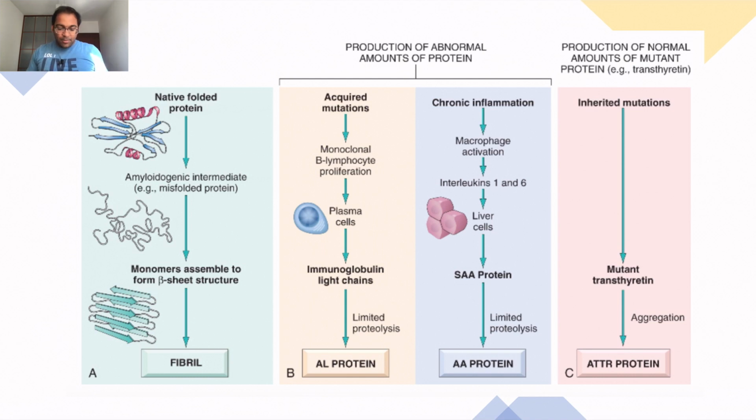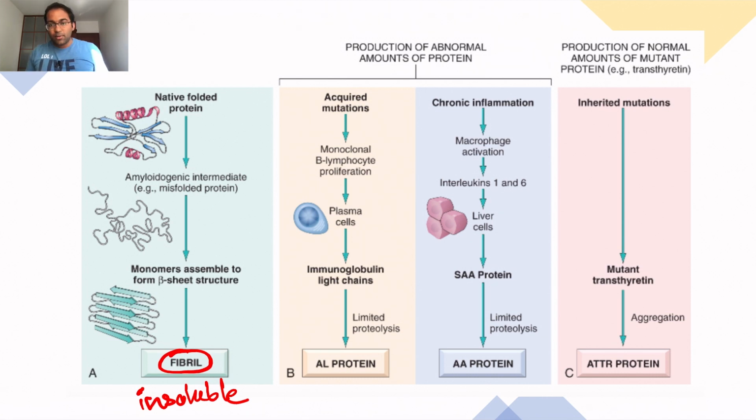The first type is the formation of insoluble fibril. Picture A shows a native folded protein, and then there will be a misfolded protein, and monomers from that protein, or the polypeptides, will intertwine together and form a structure called fibril. So I hope you understood this point.